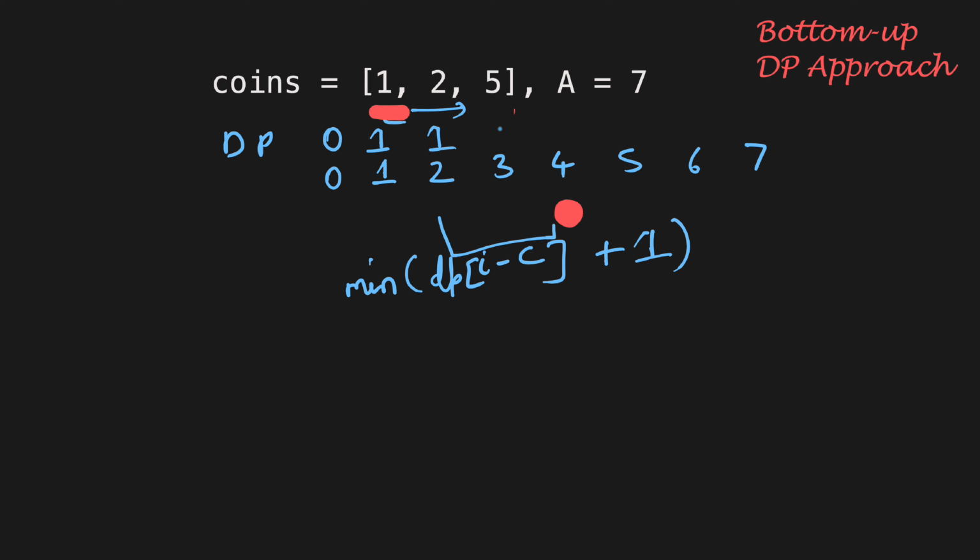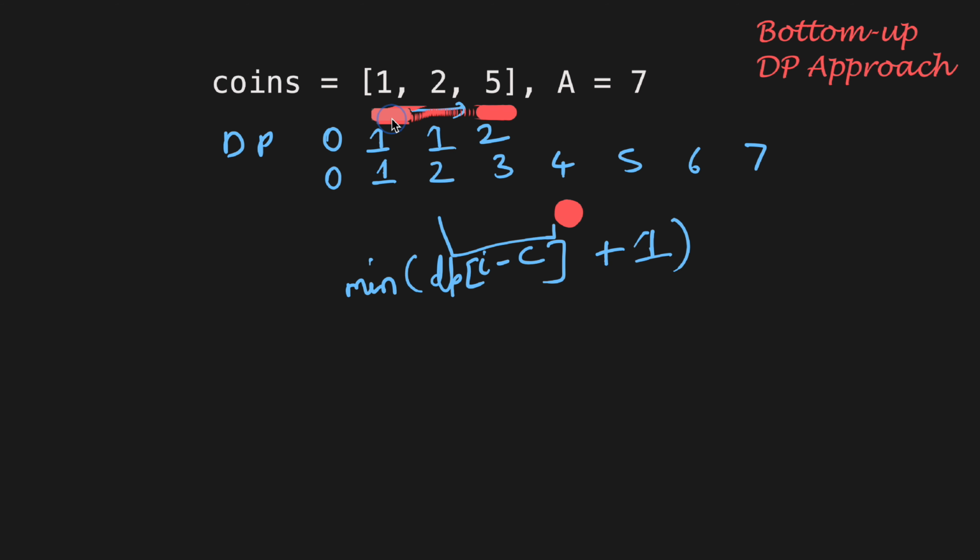Now we will try to fill in DP of 3, and first we use coin 1, which will result in DP of 2 plus 1, equal to 2. Then we will try out coin 2, which will result in DP of 1 plus 1, which is equal to 2. So the minimum value stays 2 itself. And then we try out coin 5, which will result in a negative amount. So we skip that. So DP of 3 will be equal to 2.